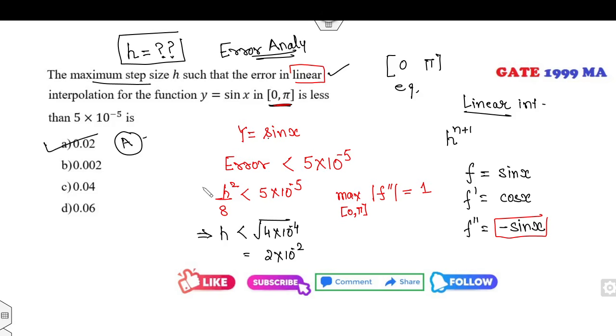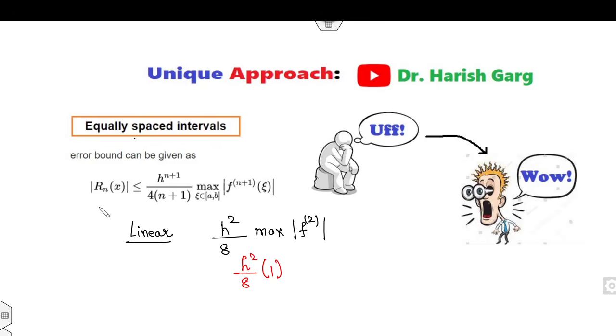A very simple approach, as I told you, a simple formula for the linear case or whatever. If it's quadratic, then you can take n as 2. Cubic, n is 3. I hope you can see it.